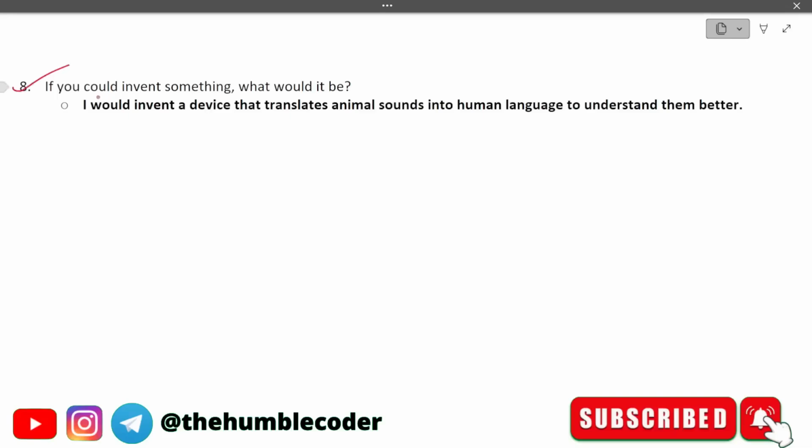Let's see the next question. If you could invent something, what would it be? Okay, let's see the answer for this question. I would invent a device that translates animal sounds into human languages to understand them better. So the correct answer would be in this way.